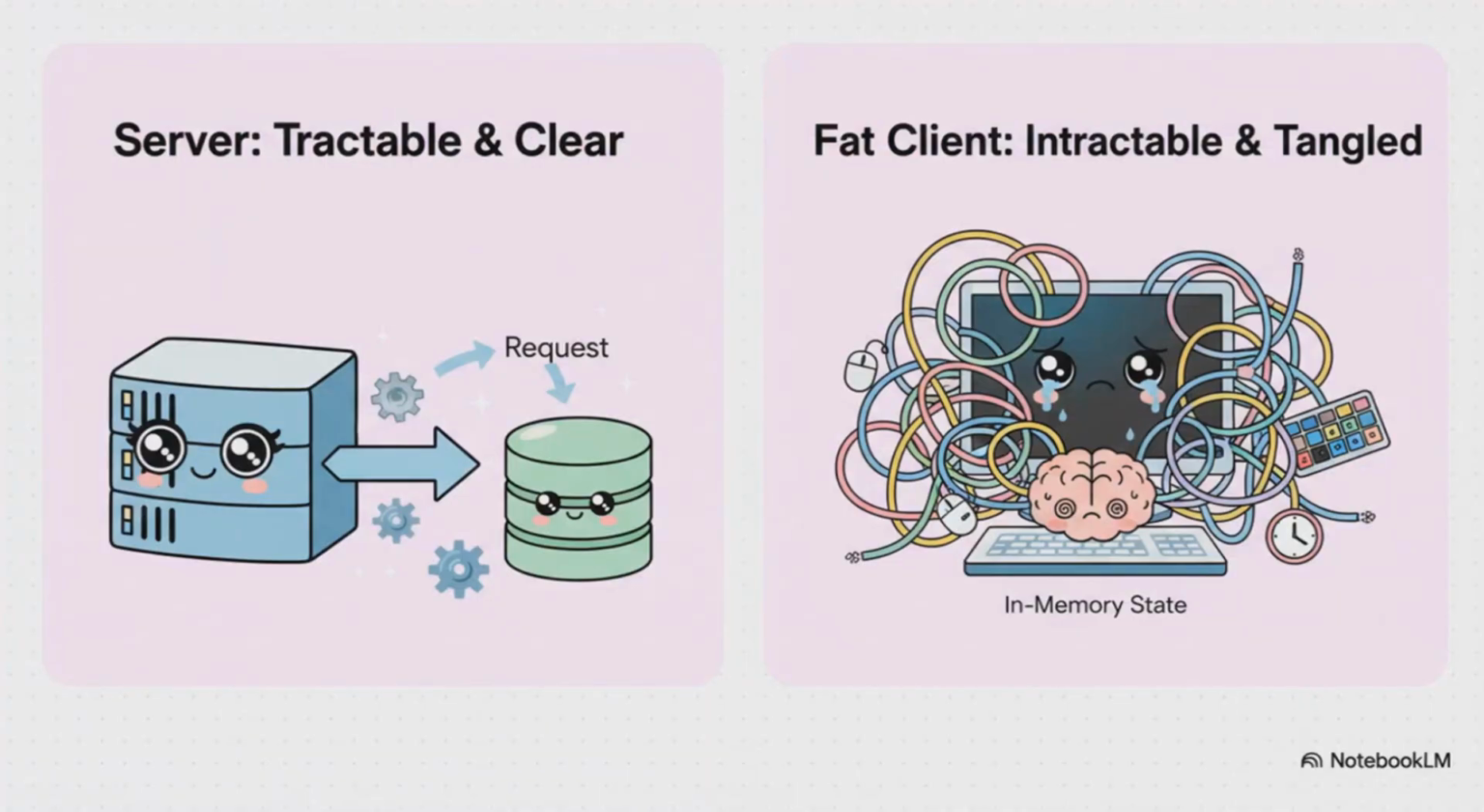Just look at the contrast here. Server code is pretty linear, right? A request comes in, data flows through known paths, and state is persisted in a way we can see. But a fat client? It's this intractable web of event handlers for clicks, key presses, timers, you name it. Its most critical state lives entirely in memory, completely unlogged and unqueryable, changing hundreds of times a second.